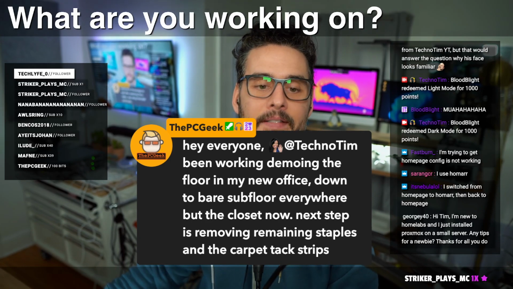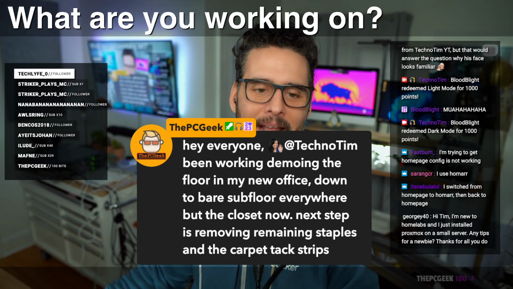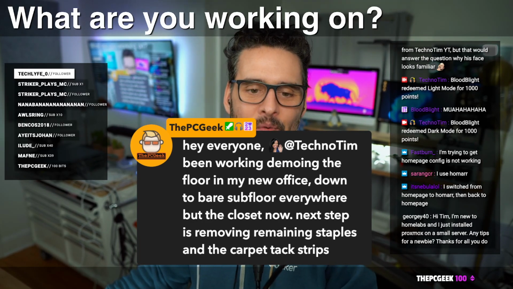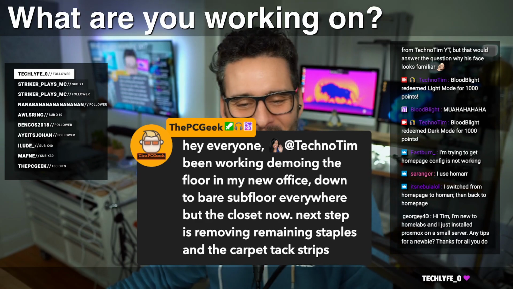Techno Tim: been working on demoing the floor in my new office, down to the bare subfloor everywhere but the closet now. Awesome. Next step is removing remaining staples and the carpet tack strips.